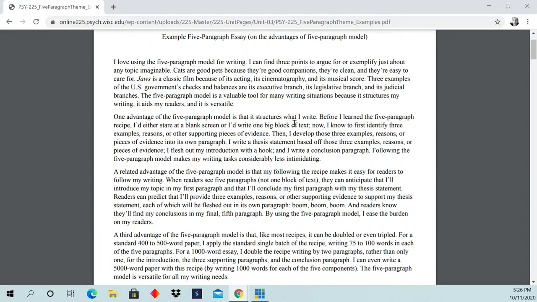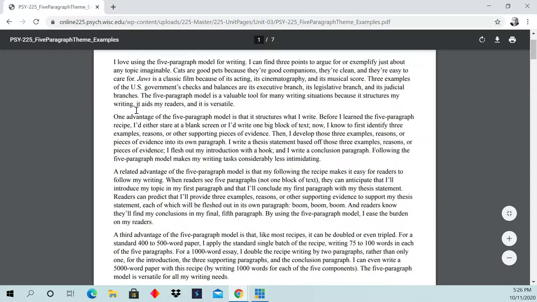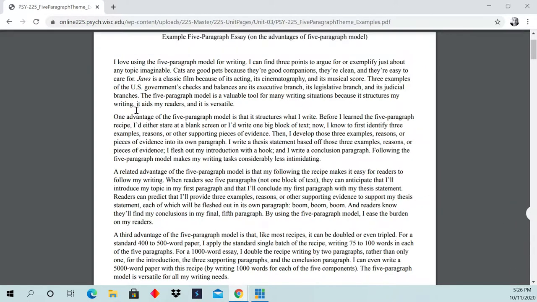Notice that everything in that paragraph supported that main point, that it structures what I write. Nothing was said about the other two main points yet, right? That it aids my readers and that it is versatile. Right now, all the writer is worried about in that first paragraph is talking about how it structures his or her writing.